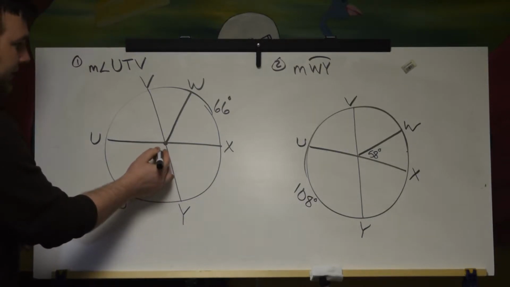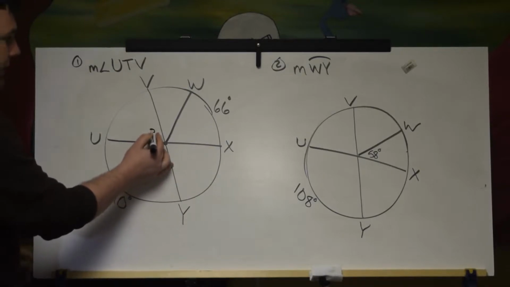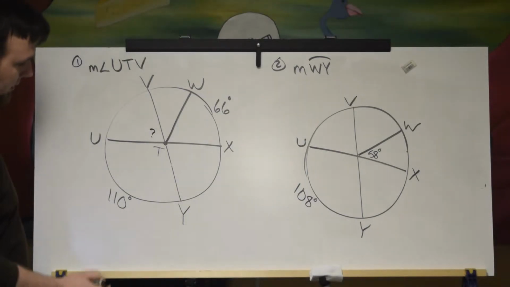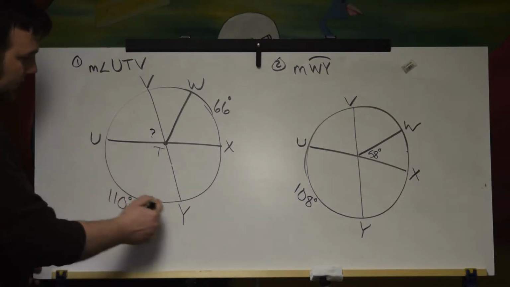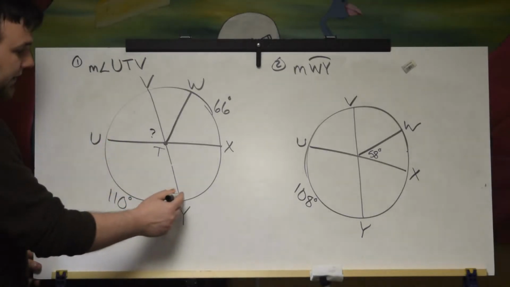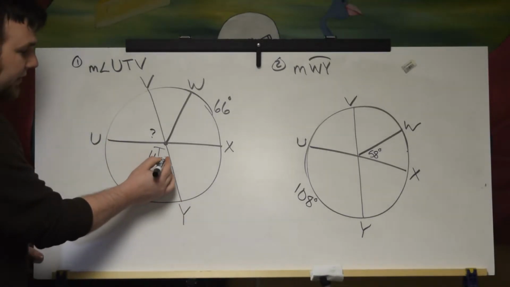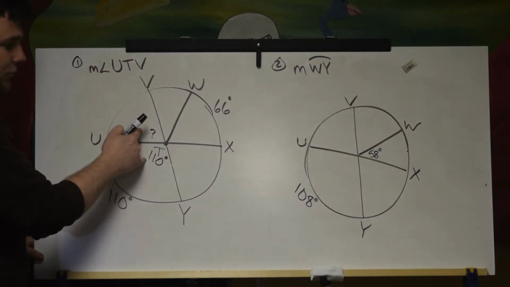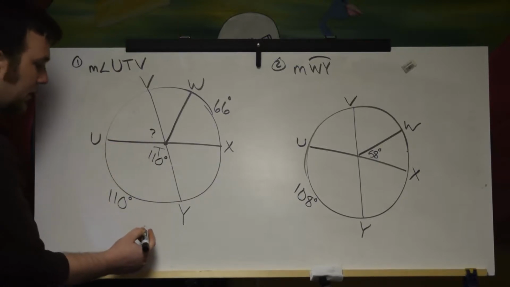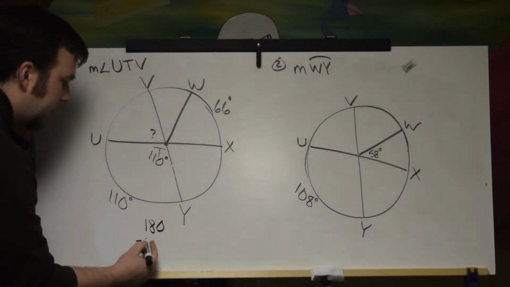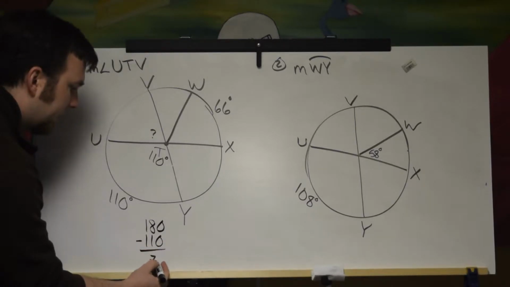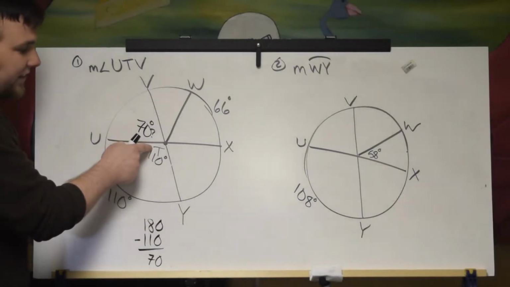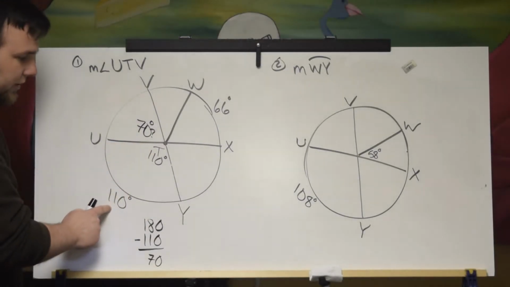Let's see, T was the center. They want that angle. Well, since this arc is 110 degrees, this angle is 110 degrees. And with this diameter right here, it means that these two would add up to be 180. So let's see, 180 minus 110 is 70. 70 degrees. Remember, this is a central angle. The angle equals the arc.